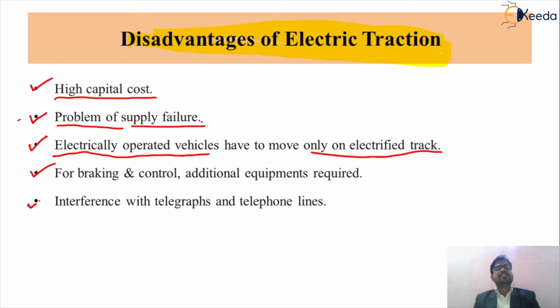So friends, the next disadvantage of the electric traction system is that we are using different types of electrical wiring or electrified tracks, and due to that, the tracks or the electrical network can cause interference with telegraph and telephone lines. So this is a considerable disadvantage of the electric traction system.